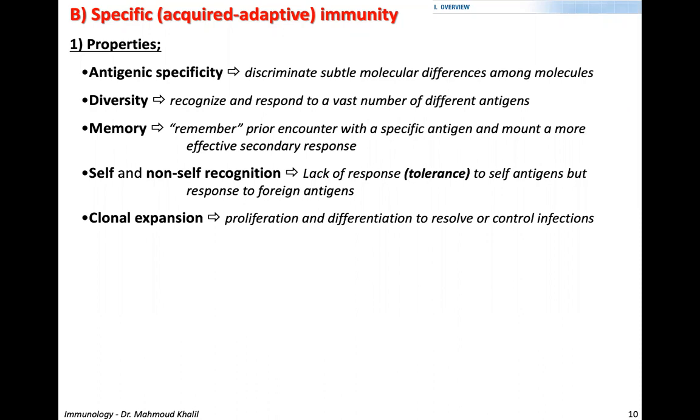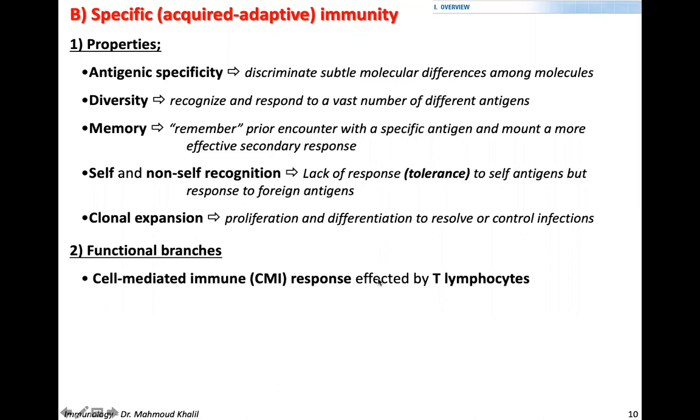One of the major properties of our specific immune system is clonal expansion. So your immune system can proliferate very fast and differentiate very fast to resolve or control infections.